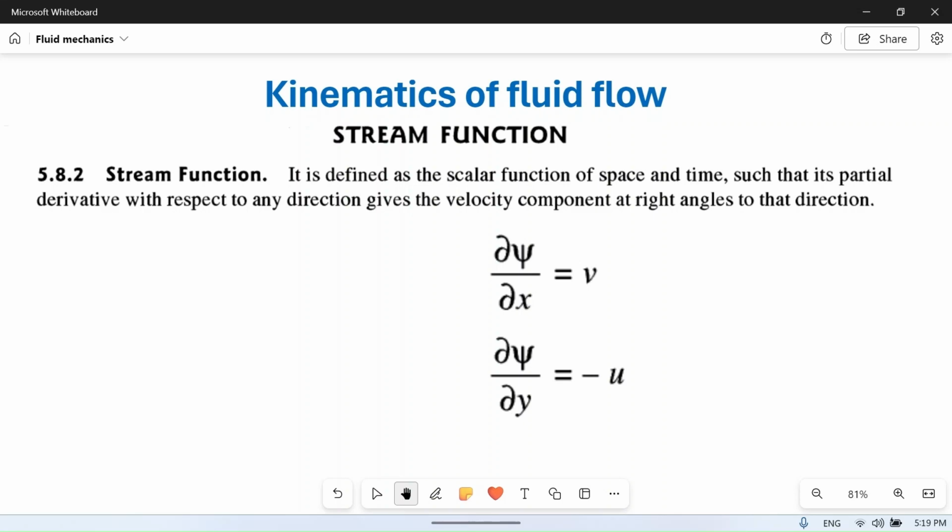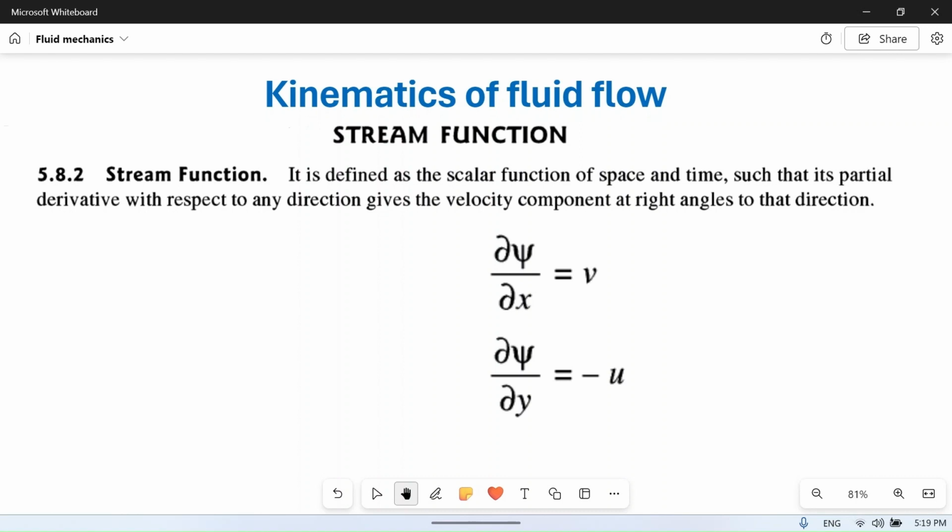So in this video we will study about the stream function. As you know, in the previous video we had discussed the velocity potential function. So in this video we will discuss the stream function. So what is the stream function? It is defined as the scalar function of space and time such that its partial derivative with respect to any direction gives the velocity component at right angle to that direction, and it is usually defined in only two directions.